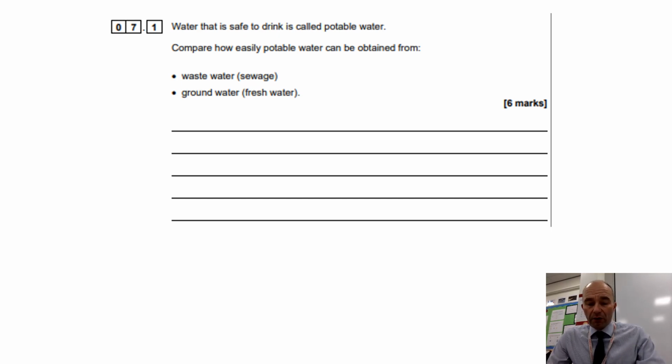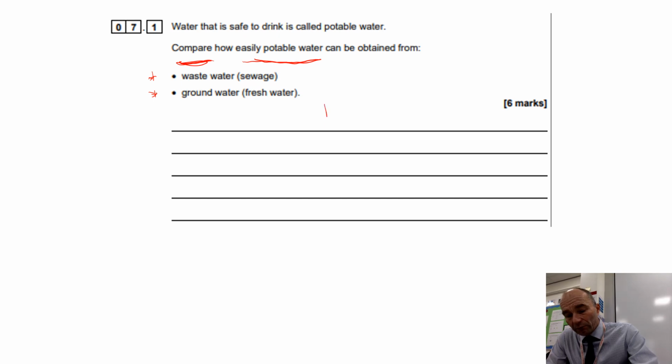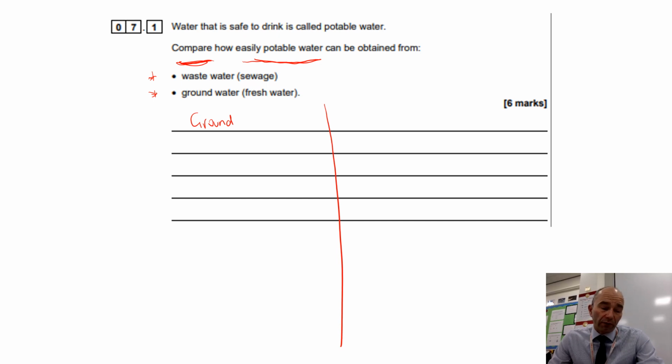Now because there's a key word here, you're comparing how easy it is to get drinking water from these two sources. Now a comparison, you need to be comparing things, so this question is set up nicely to answer with a table. And I would have a bullet pointed table, and it's a good way to get the full marks rather than writing a whole load of a couple of paragraphs about it. It's much easier to do a comparison, like I said, using the format of a table. So we've got groundwater against wastewater.